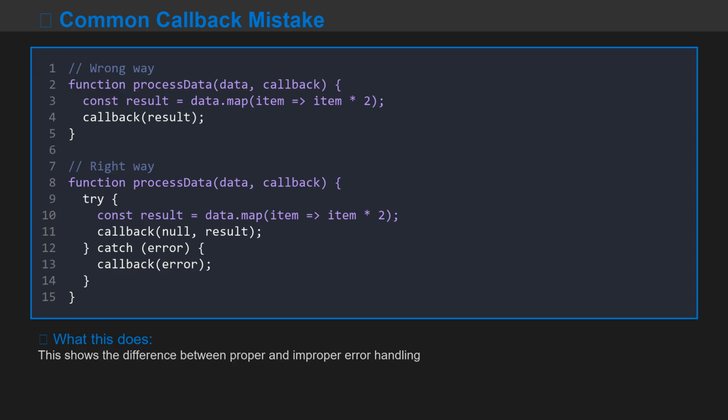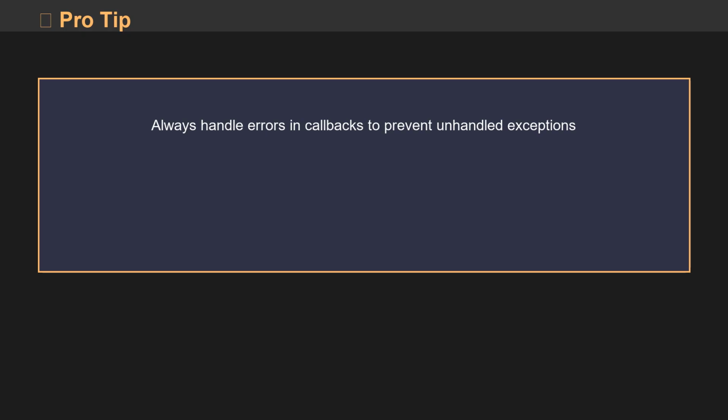Here's a common mistake with callbacks. On the left, you see a function that processes data and calls the callback with the result. The problem is that it doesn't handle errors. On the right, you see the correct version that uses try-catch to handle potential errors and follows the error-first callback pattern.